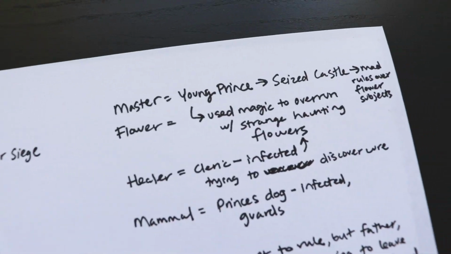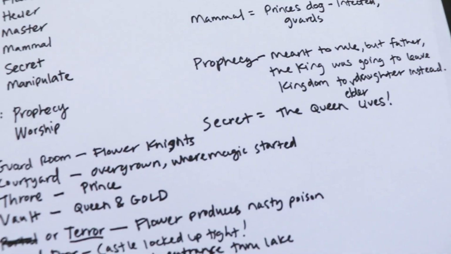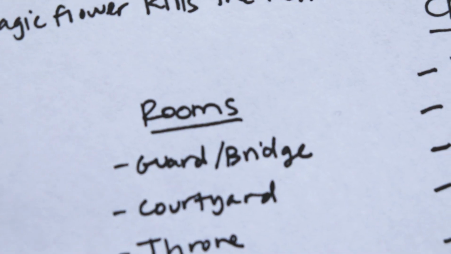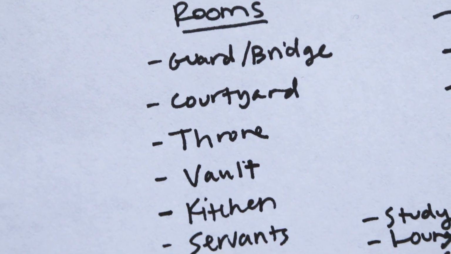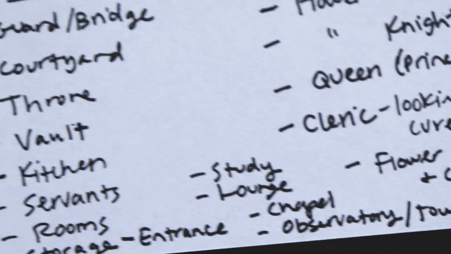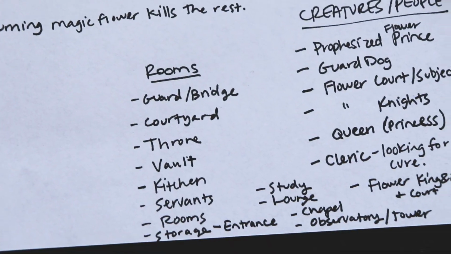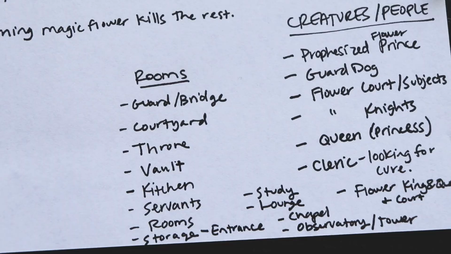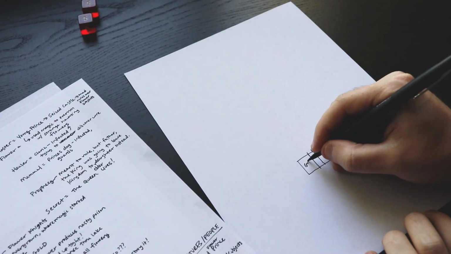After that, I put a list together of the people or the creatures that the players might encounter. And then I also make a list of the rooms of this dungeon. You've got to make sure that the dungeon makes sense story-wise and gives places for all of your NPCs to hang out. Okay, now it's time to sketch out a loose map.